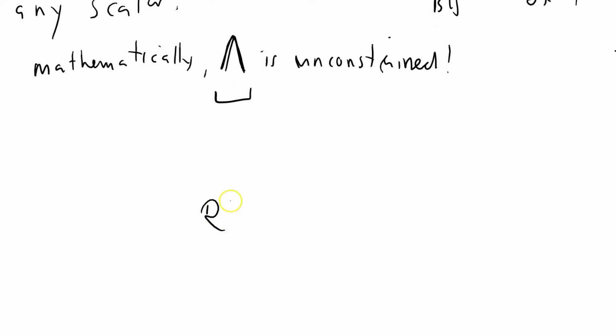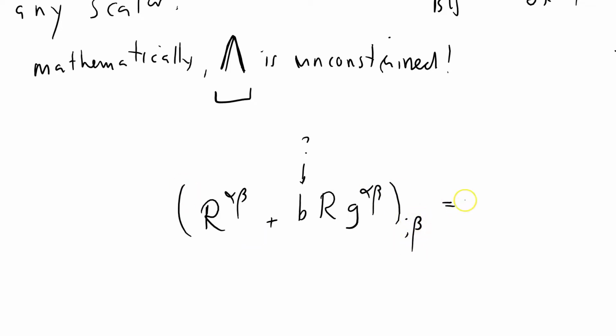I've got the Ricci tensor R alpha beta plus some undetermined constant, which I'm going to investigate. That's a constant which I don't know, B, times R times g alpha beta, covariant derivative with respect to beta, equals 0. I'm going to find a B that makes this work.